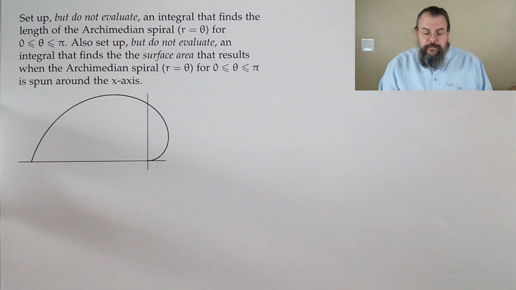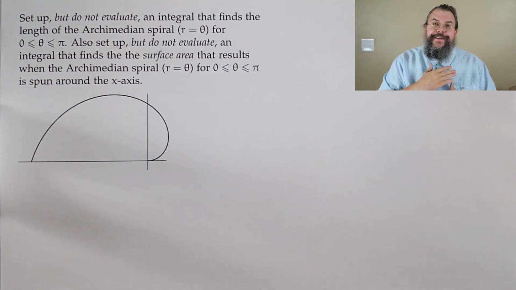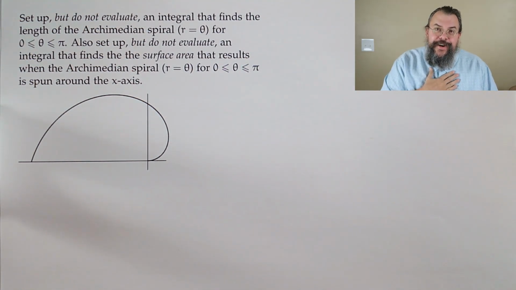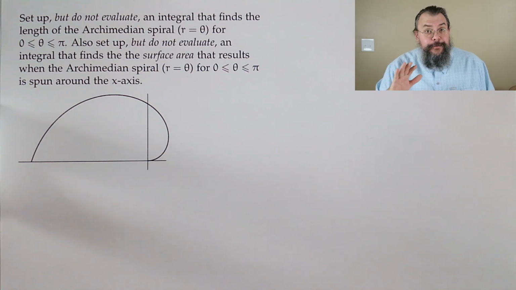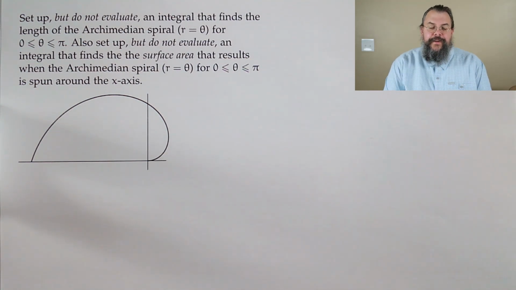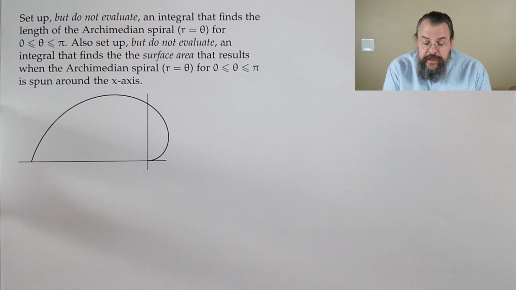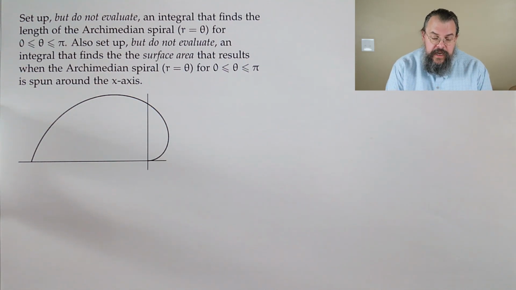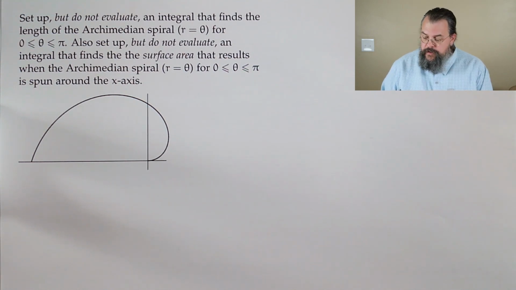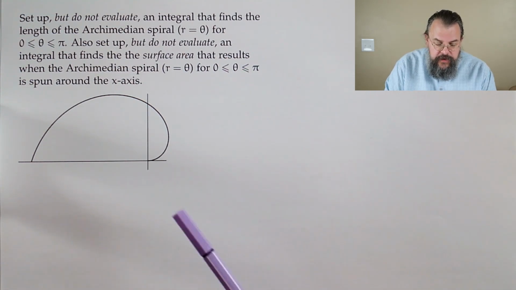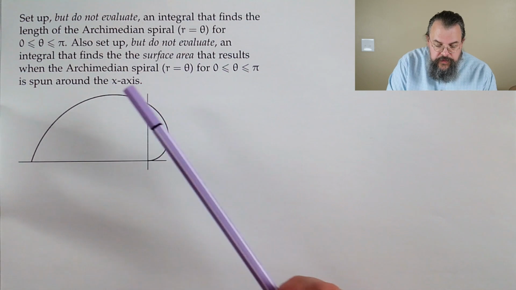Set up, but do not evaluate. You probably think, what sweet words those are. Well, usually that's a sign that we don't want to be evaluating. So, set up, but do not evaluate an integral that finds the length of the Archimedean spiral, r equals theta, where theta goes from 0 to pi. In fact, this is a picture of it, so there it is.